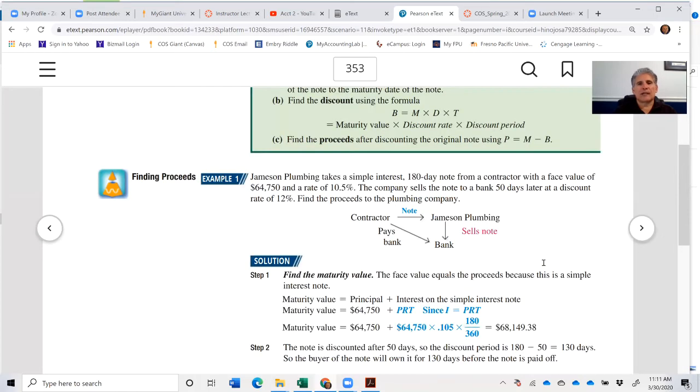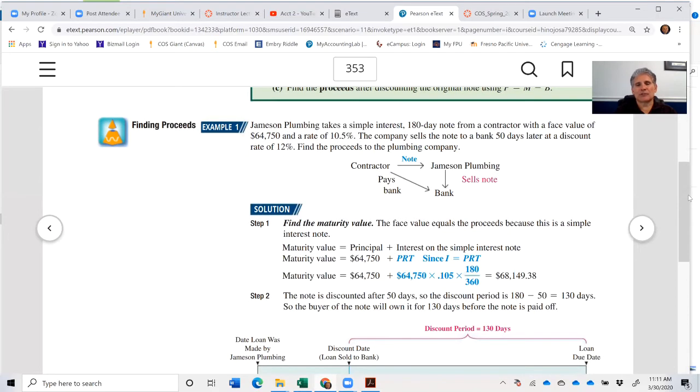Okay, so the first example here is Jameson. Jameson Plumbing takes a simple interest 180-day note from a contractor with a face value of $64,750 and a rate of 10.5%. The company sells the note to a bank 50 days later at a discount rate of 12%. Find the proceeds to the plumbing company. So Jameson first receives a note from a contractor.